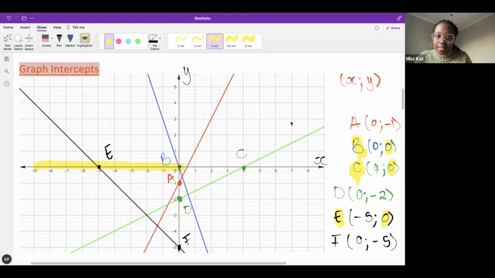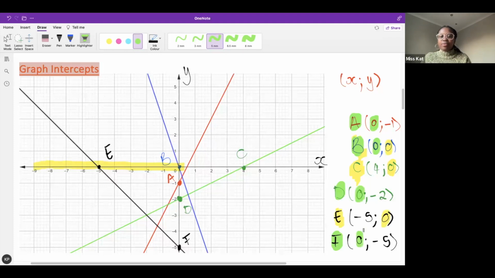crosses the x-axis. And since we have seen that with the x coordinates, let's look at the y coordinates. The y coordinates, the y-intercepts, excuse me. Y-intercepts are A, D, F, and technically B as well. Right? What do they have in common? All the x coordinates are 0.